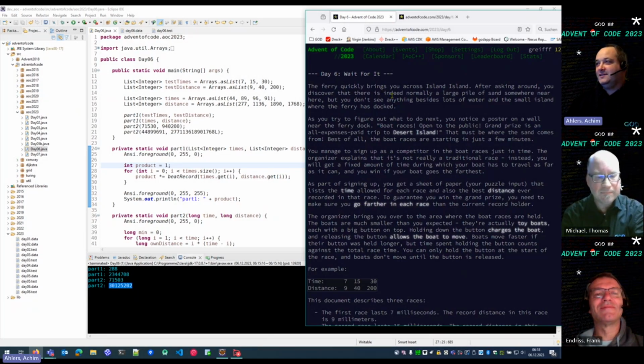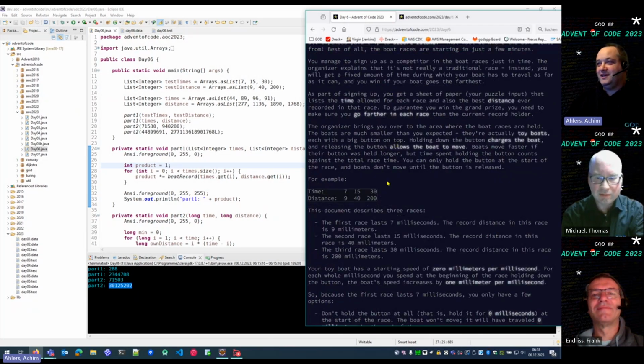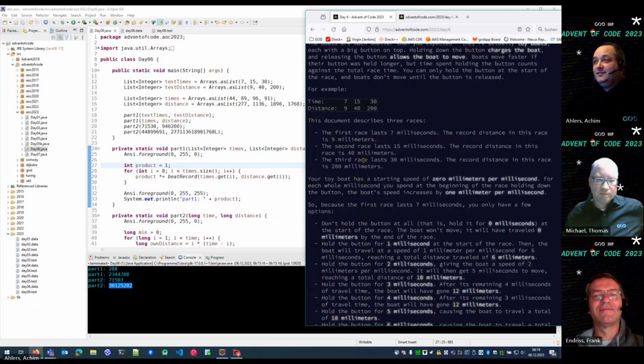Okay, for the riddle, we have a toy boat, and we need to race against a time that someone else has set up. For the first part, we have a piece of paper which describes 3 races with times of 7, 15, and 30 milliseconds, with a maximum achieved distance of 9, 40, and 200 millimeters. They are toy boats.